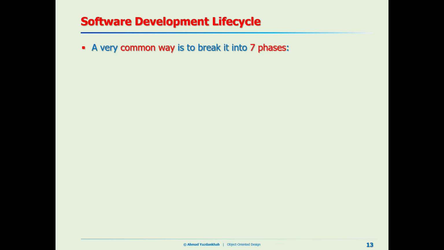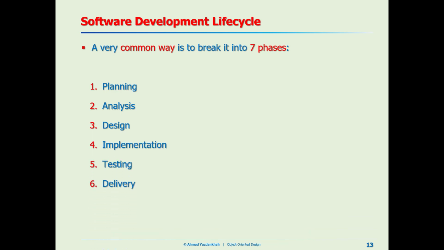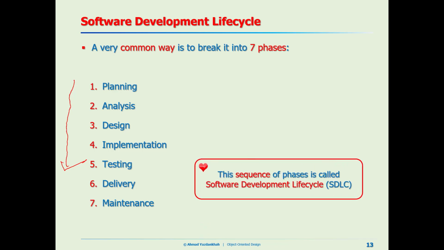So it is 7 phases. The first phase is called planning, then analysis, design, implementation, testing, delivery, and maintenance. So these are the 7 well-known phases for developing software. Okay, and this sequence from 1 to 2 to 7 is called the software development lifecycle, or SDLC.